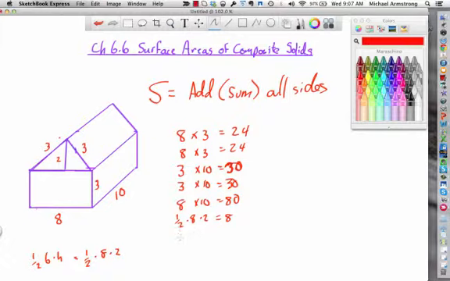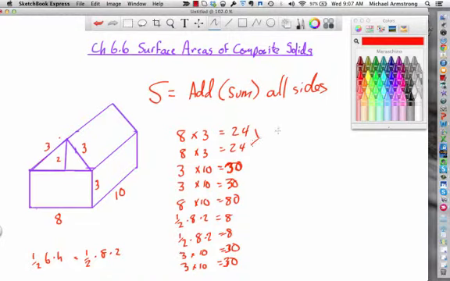And then the same thing again. Alright, so that's the front and back of the triangular prism, and now this left side is going to be 3 times 10. And then this other side, the right side, is also 3 times 10, which is 30. Okay, so then we just have to add all those up.